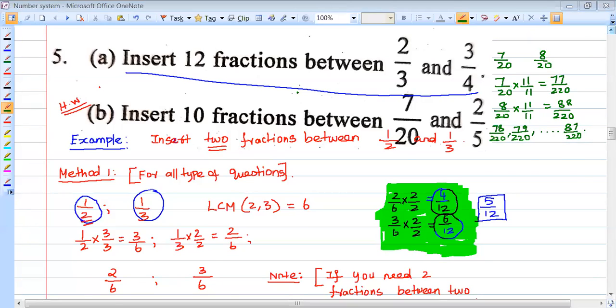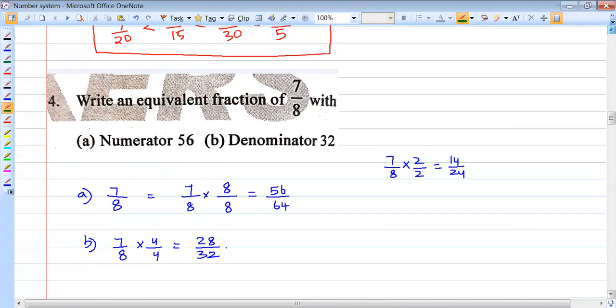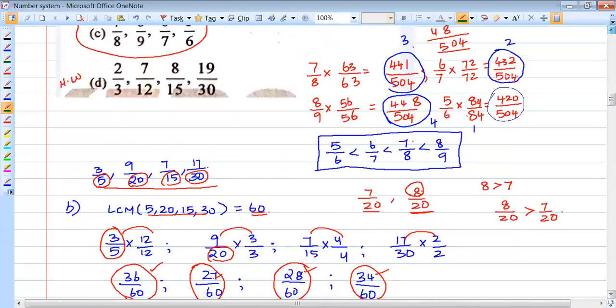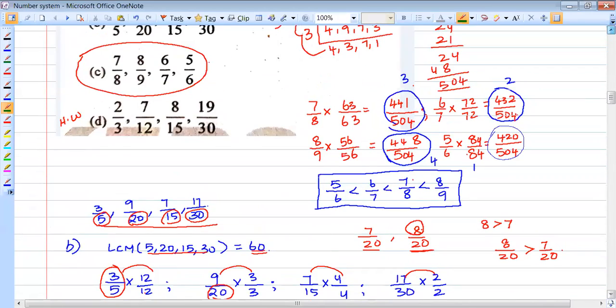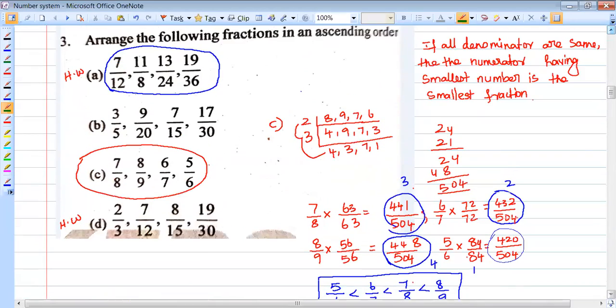Good. So next, which ones did I give as homework? 3A and 3D. These two sums I gave as homework. So let's check the answers.